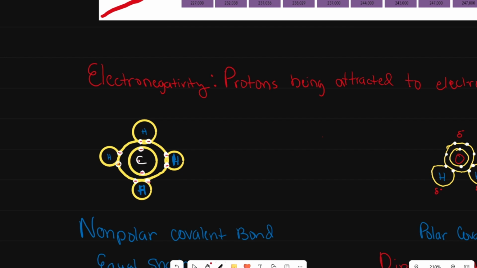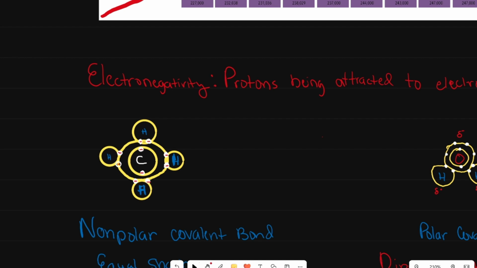The carbon in the middle has four hydrogens attached to it. It's having all four of the same single bonds. We saw that earlier. Hydrogen is at the top left of the periodic table. It has the least electronegativity. Because all four of these have the same electronegativity, they're having an equal sharing of electrons.